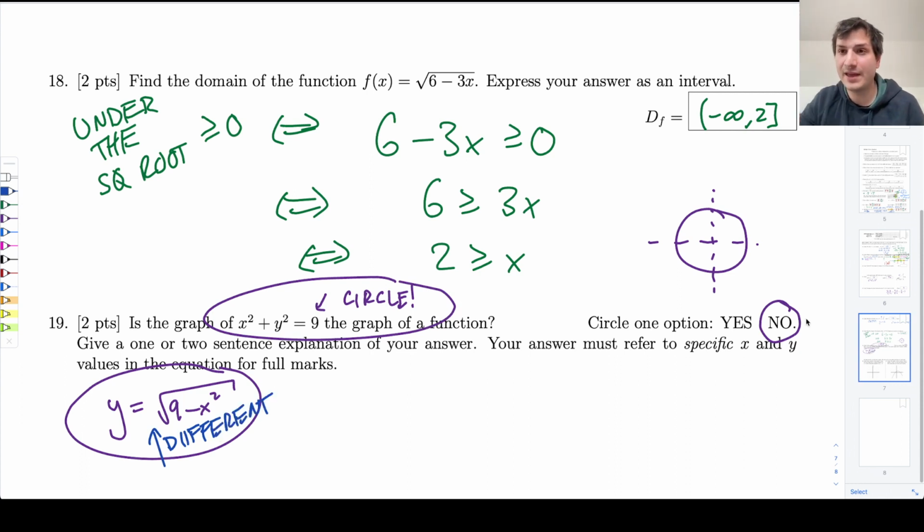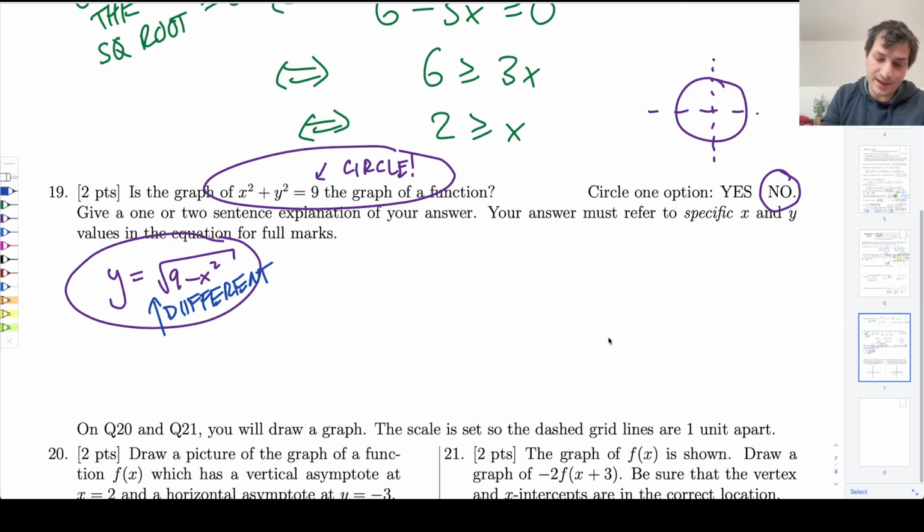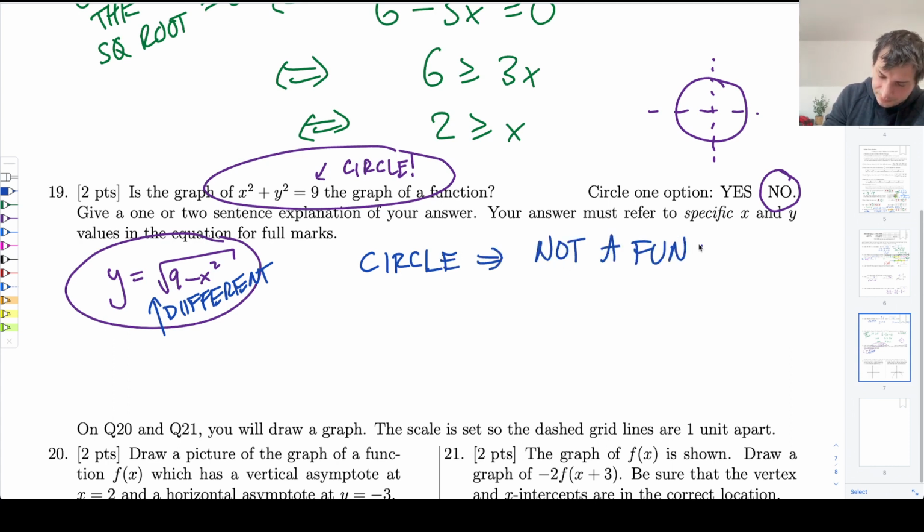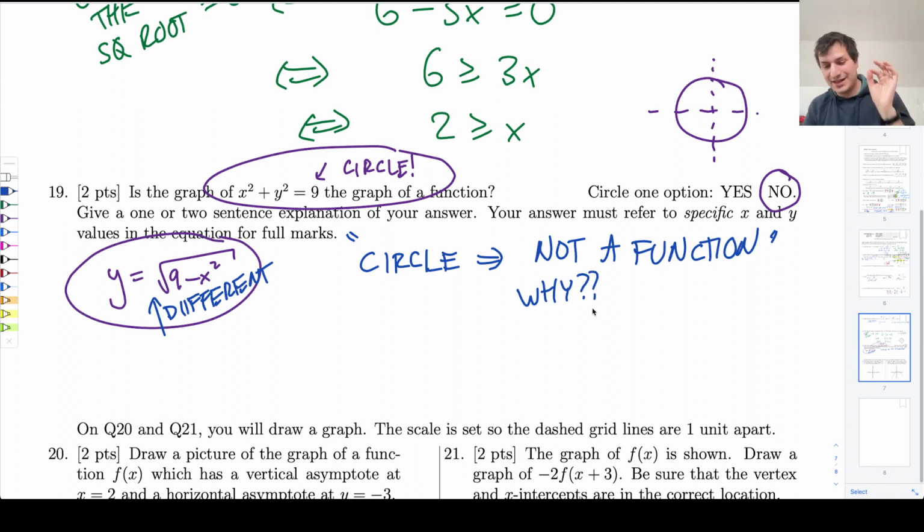So people did very well on that for the most part. In the explanation, people did not do so well. A lot of people had good answers that said, like, it's a circle, therefore not a function. Okay, so if you wrote it's a circle, therefore not a function as your explanation, this is unfortunately not correct. And the reason is we want to explain why it's not a function, okay? Like the whole point of this thing, give a 1 or 2 sentence explanation of why. Why is it not a function? That's what we wanted here. So if you wrote it's a circle, therefore not a function, you got 0.